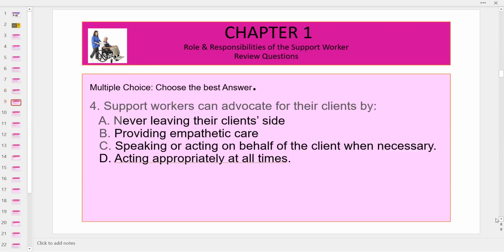Question number 4, multiple choice, choose the best answer. Support workers can advocate for their clients by A. Never leaving their client's side. B. Providing empathetic care. C. Speaking or acting on behalf of the client when necessary. And D. Acting appropriately at all times.